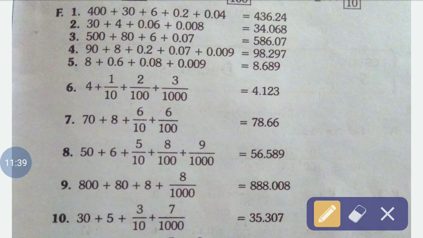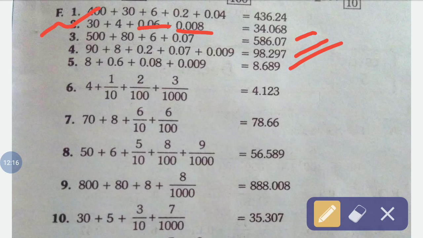Then, as it is not in fraction form, it is in decimal form, so you have to read the number and according to that you have to write it. 34.068 as 0.06 and 0.008, so it will be 0.068. Then 586.07, then 98.279, then 8.689.